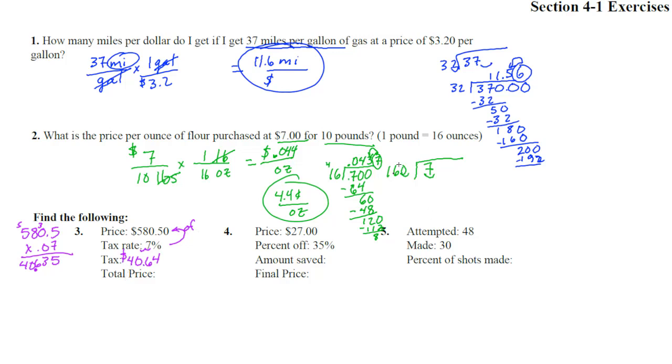Notice it's very similar to what happened up here, except we were able to go 1 decimal extra for price per ounce. Just an unusual thing that grocery stores will do, but the actual tax you'll pay, they'll round to the nearest penny. Okay, so that's the tax, $40.64.